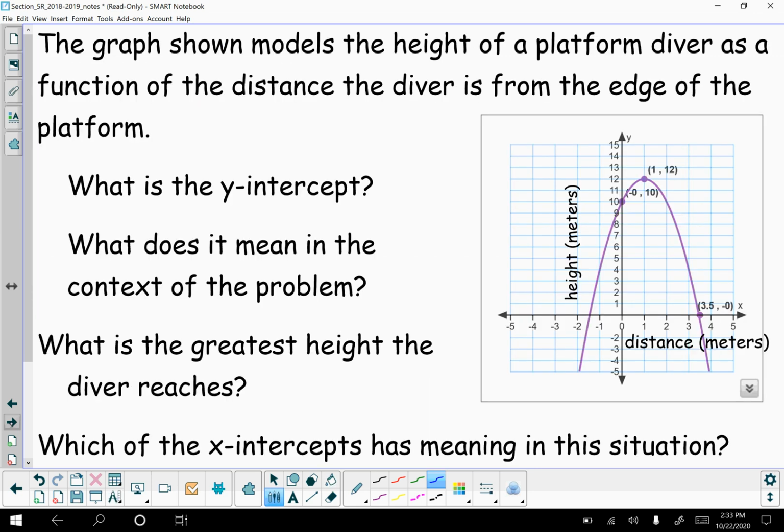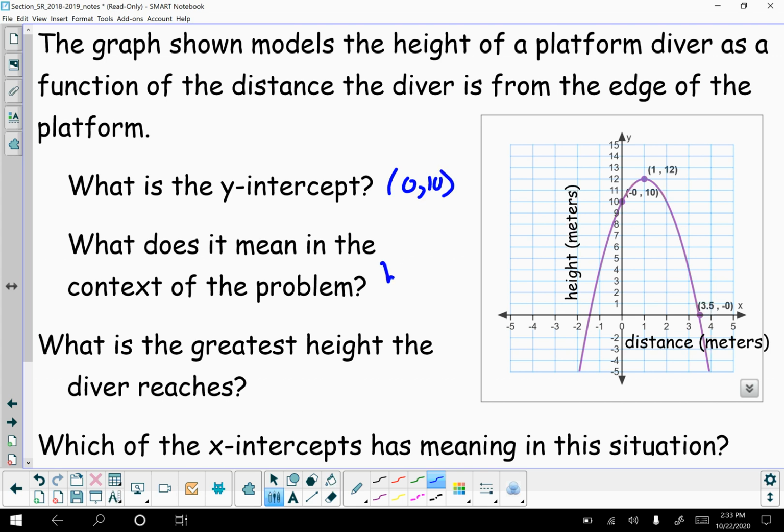All right, so the graph models the height of a platform diver as a function of the distance of the diver from the edge of the platform. Okay, so what is the y-intercept? So the y-intercept appears to be 0, 10. And what does that mean in the context of the problem?